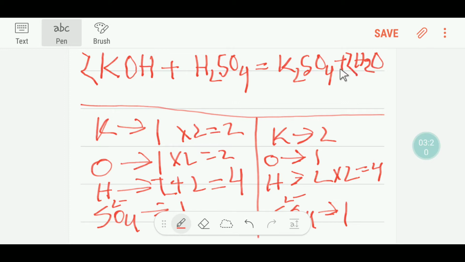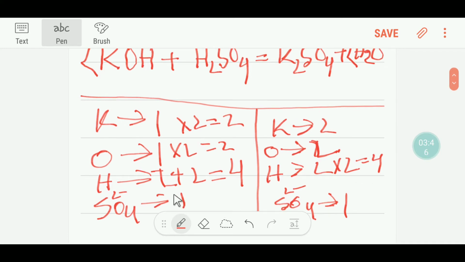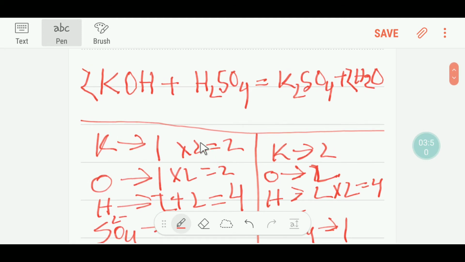So here I am getting 2 oxygen, right? This oxygen is a part of the sulfate radical, so this oxygen will be counted with sulfur here, right? So here we are getting 2 oxygen, right? Okay, this is 2. So our oxygen is balanced, our potassium is balanced, our hydrogen is also balanced, and our sulfur is balanced. So everything is balanced on both sides. So this equation is balanced, right?